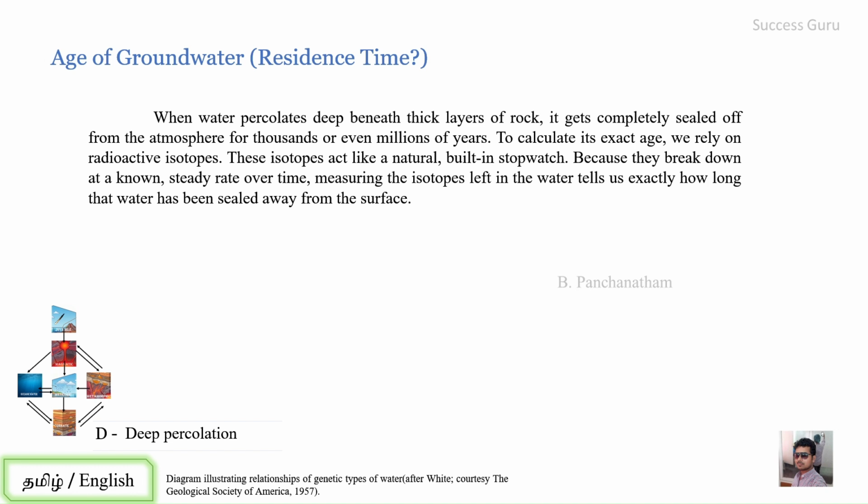And to calculate its exact age, we rely on radioactive isotopes. Radioactive isotopes are used to calculate the age of groundwater, and these isotopes act like a natural built-in stopwatch because they break down at a known steady rate over time. Measuring the isotope left in the water tells us how long the water has been sealed away from the surface. So what we are trying to do is calculate the maximum age of connate water, or deeply percolated water, right? So how do we do that?